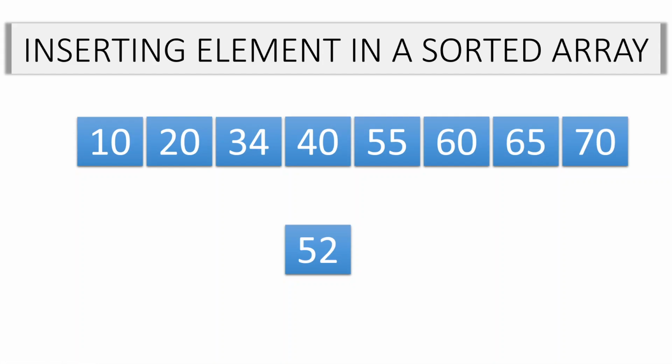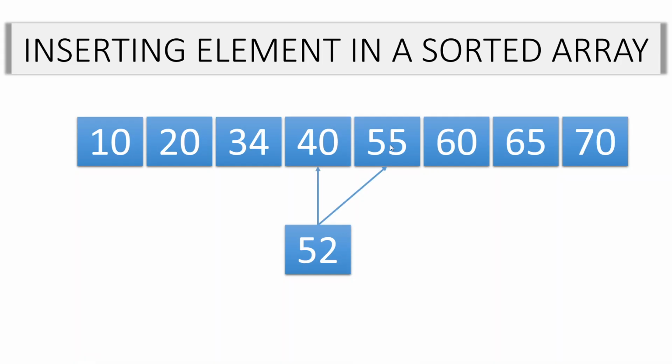So the first task is to find the exact position where the number will get inserted. And the second task is shifting these numbers. Obviously, if I want to shift these numbers, then I need one more empty block over here so that I can shift 70 to that empty block, then 65 in place of 70, then 60 one place over. Similarly, 55 will come at the place of 60, and then I will insert 52.